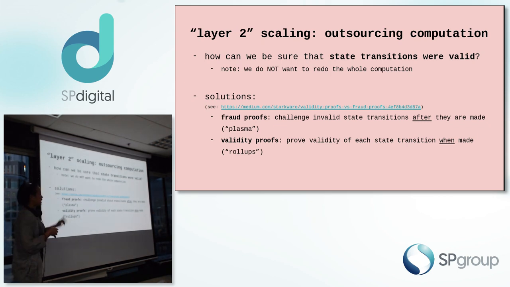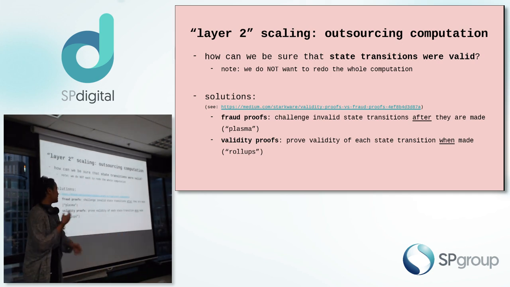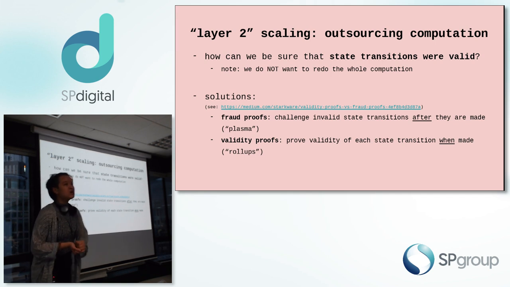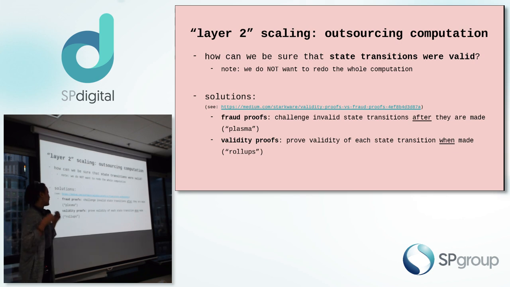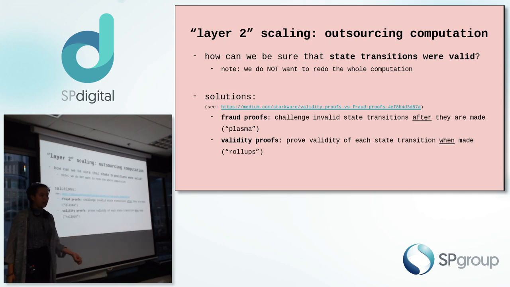And there are two classes of solutions broadly that try to provide some certainty for a layer two computation. The first class is called fraud proofs, or informally it's known as plasma in the Ethereum world. Plasma involves an exit game that allows anyone to challenge what they consider an invalid state transition. For example, if I've made some transactions off-chain, but I don't see them being reflected on-chain, then I can send a challenge to the smart contract and dispute the operator's actions. Note that this happens after the state transition has already been made off-chain.